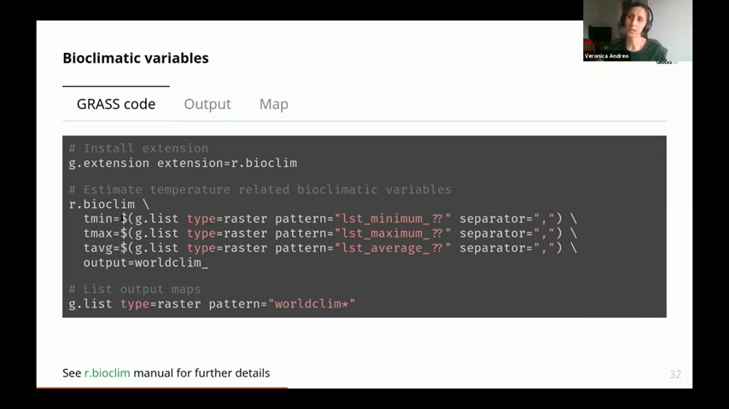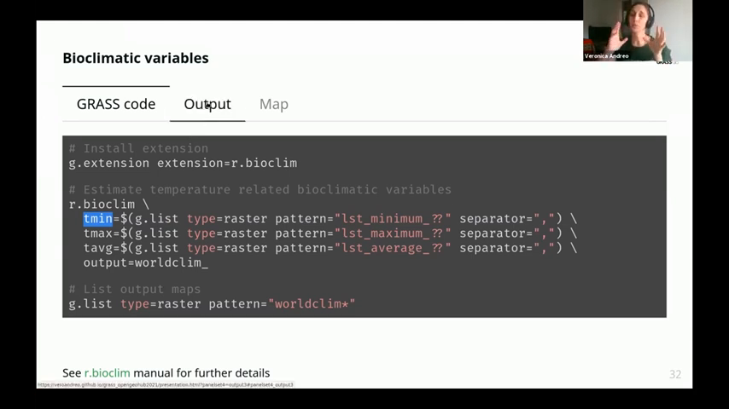And basically here, I can just paste the output of one command within the other command. And that's what I do here. So I ask for the list of raster maps with this pattern, separated by comma. And the output of this will be what this parameter gets, basically, what tmin gets, okay?